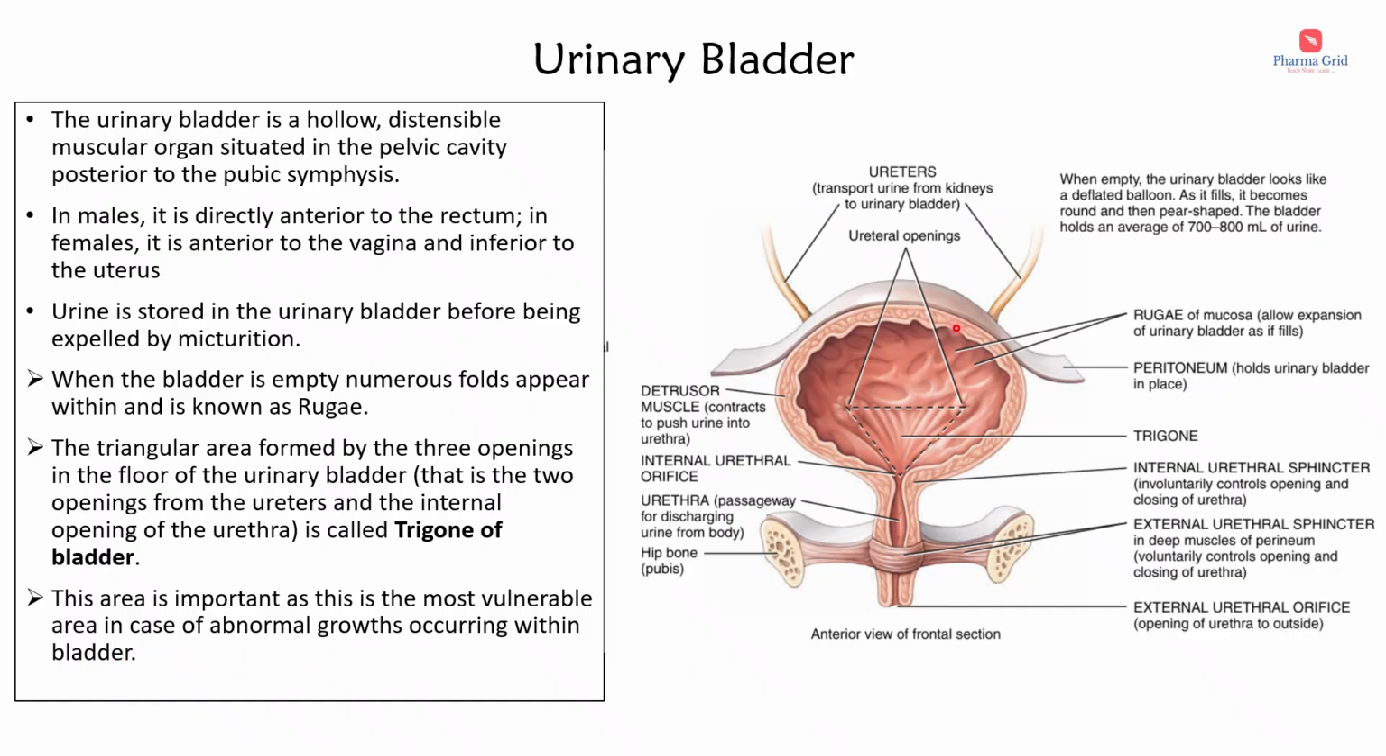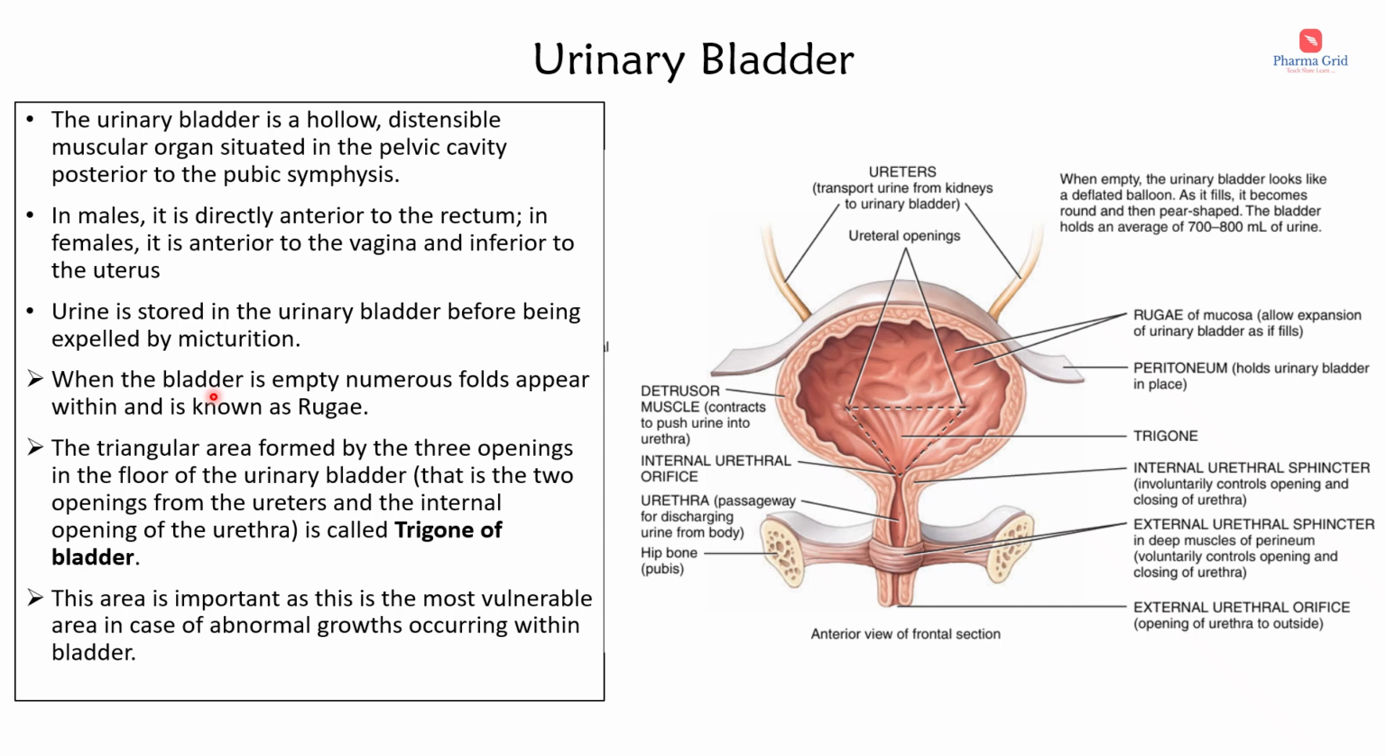So here you can see the anterior view of the frontal section of the urinary bladder. When empty, the urinary bladder looks like a deflated balloon. As it fills, it becomes round and then pear-shaped. The bladder holds an average of 700 to 800 ml of urine. And here you can see the ureters that transport urine from the kidneys to the urinary bladder. And these are the urethral openings.